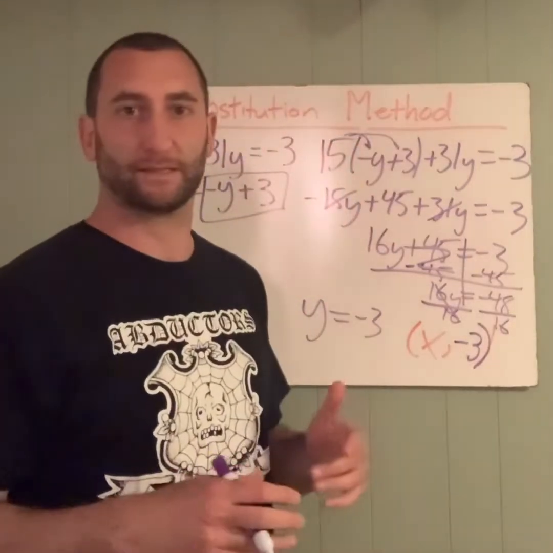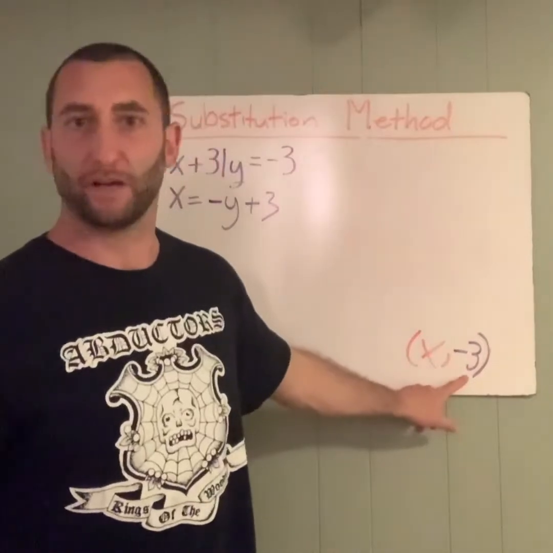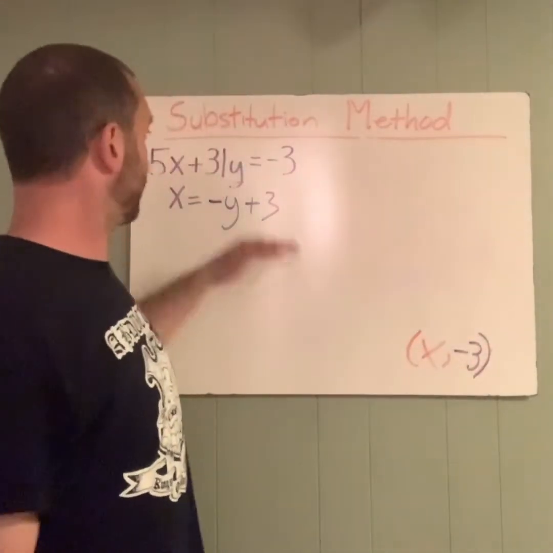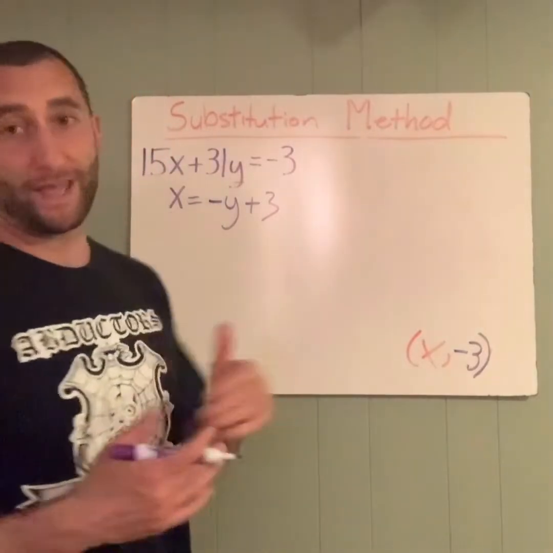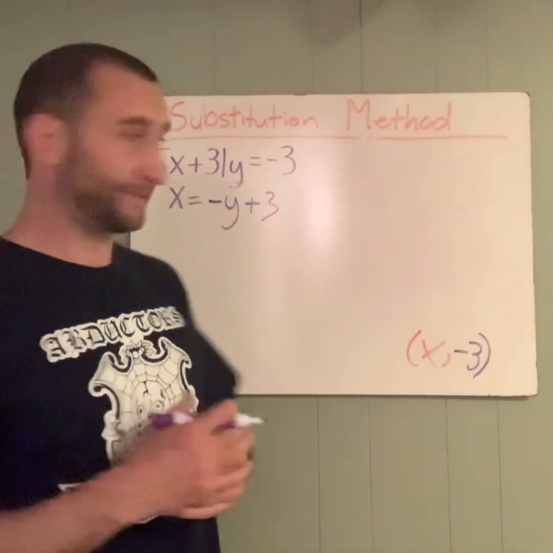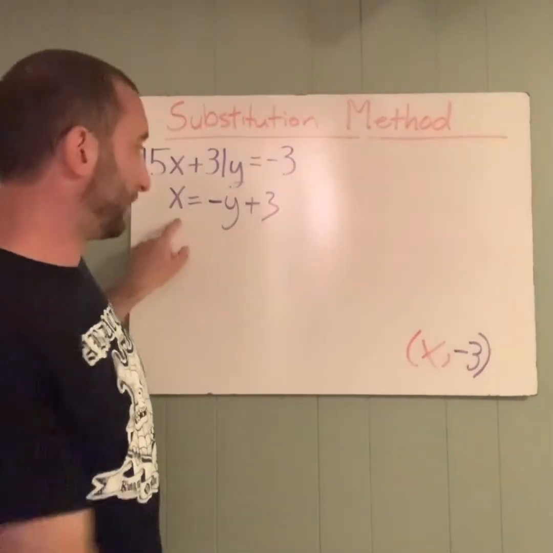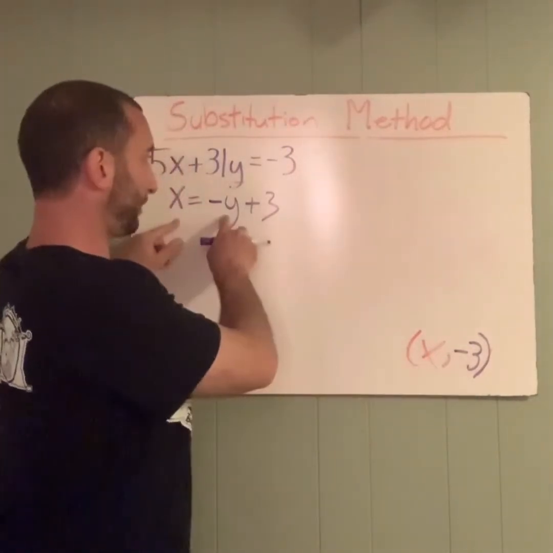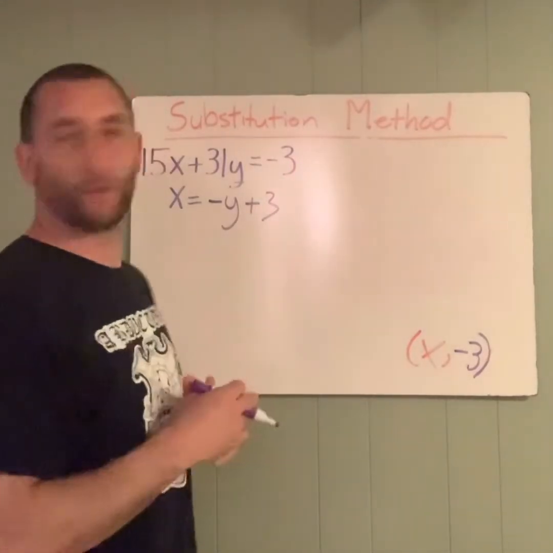Let's find the x. Now here's the quick part. We already know what y equals. We just solved it. We know y equals negative 3. And we can plug it into either equation to figure out what x equals. But one of them is way quicker than the other. Which one do you think that is? This bottom one. X is already by itself. So if we take in negative 3 and plug it in for y, we'll just have to do a quick equation, a couple steps, and boom, we'll know what x equals.